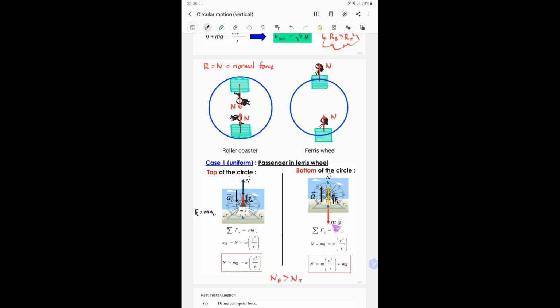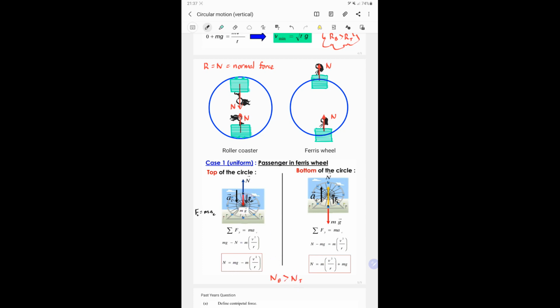So the equation now is still the same. N minus mg equals FC, or mv squared over r. By rearranging the equation, you will get N equals mv squared over r plus mg. So this is N at the top and this is N at the bottom. Again, plus gives you greater values compared to minus, isn't it? So N at the bottom, NB, is greater than N at the top, NT.